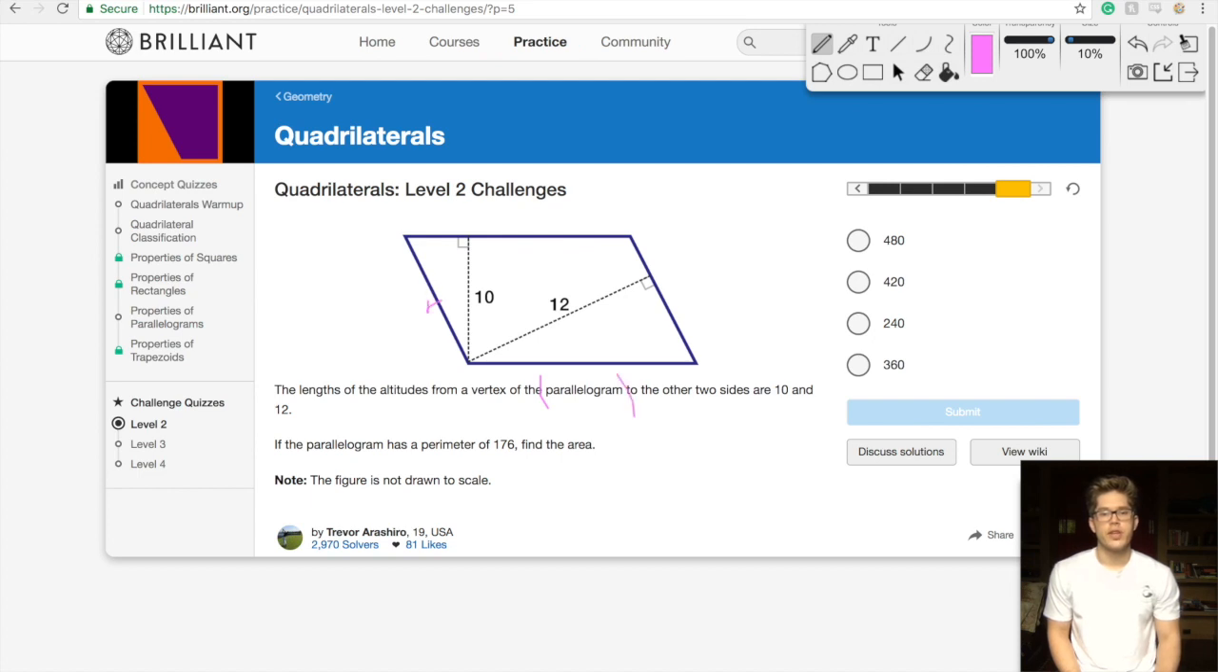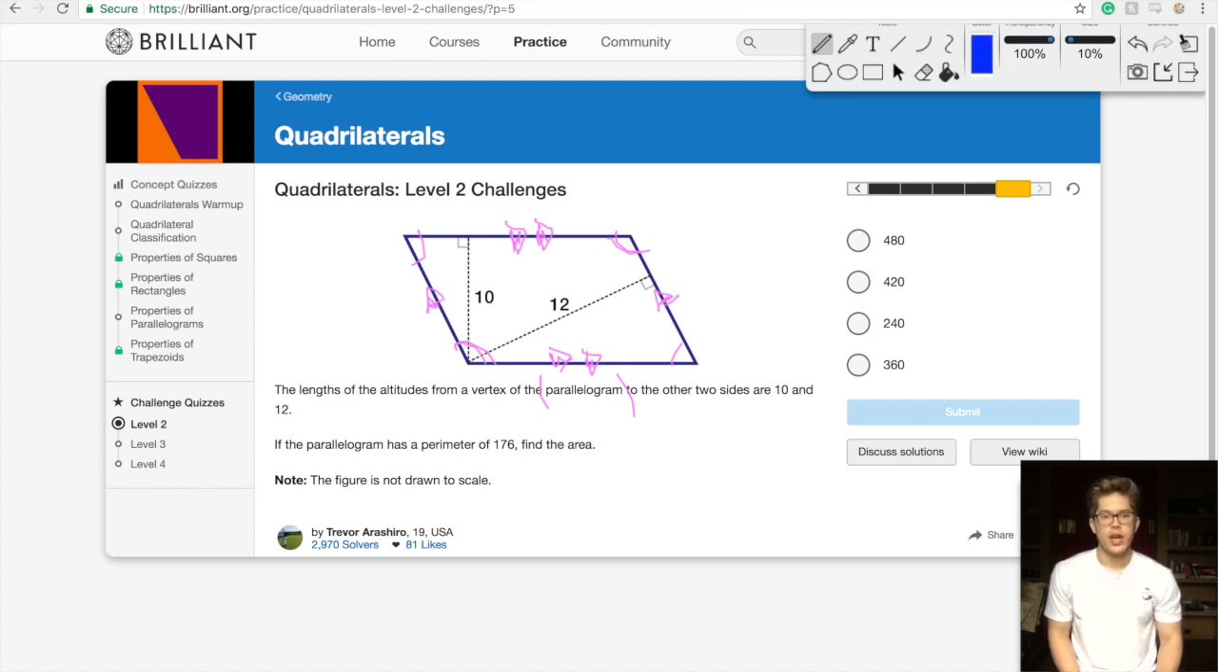Okay, we know that this side is parallel to this opposite side, and we know that the top side is going to be parallel to the bottom. We also know that this angle measure will be equal to this angle measure, and this angle measure will be equal to this angle measure. We also know that the top side will be equal to the bottom side, and the left side will be equal to the right side. So these are all the things we should know about parallelograms.